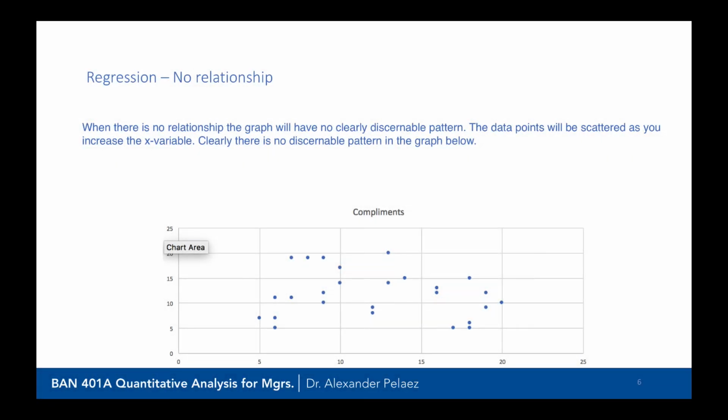Now, sometimes we'll have a situation where there's no relationship, where there's no discernible pattern between the x variable and the y variable. And clearly the graph below doesn't show any particular pattern. As x goes up, y remains somewhat constant. And in this case, we might even represent this with a straight line directly across. That's a special type of line, but there is no slope to it or there's no increase to it. It's just a flat line. And we say that there's no relationship between the two variables.